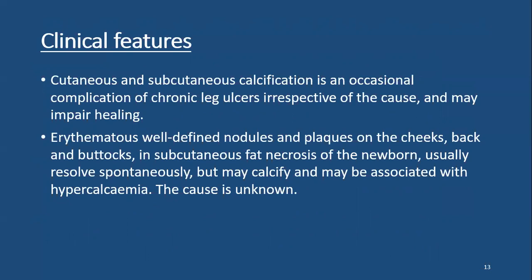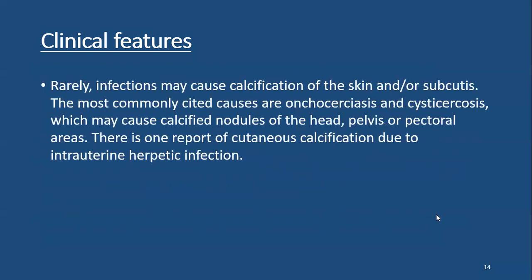Erythematous, well-defined nodules and plaques on the cheek, back, and buttocks are seen in subcutaneous fat necrosis of the newborn, which resolves spontaneously but may calcify and is associated with hypercalcemia. The cause is unknown. As far as the infections are concerned, rare causes are onchocerciasis and cysticercosis, which may cause calcified nodules on the head, pelvis, and pectoral area.